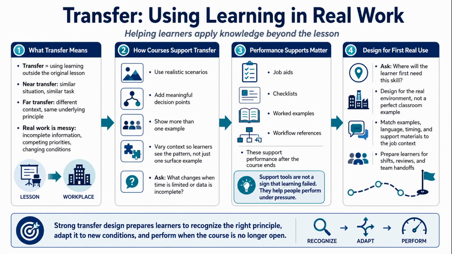A strong transfer question is, where will this learner first need the skill after the lesson ends? That question changes design decisions. It affects examples, practice conditions, language, timing, and support materials. If the first real use happens during a busy shift, a complex review, or a handoff between teams, the course should prepare learners for that context instead of only preparing them for a clean classroom version.